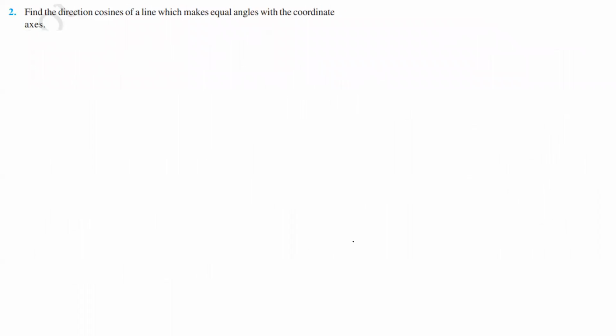In the next question, find the direction cosines of a line which makes equal angles with the coordinate axes. What do we have to find? l, m, n, for a line which makes equal angles with the coordinate axes. What is given? Equal angles. Alpha, beta, and gamma are equal. In that case, cos alpha, cos beta, and cos gamma are equal.